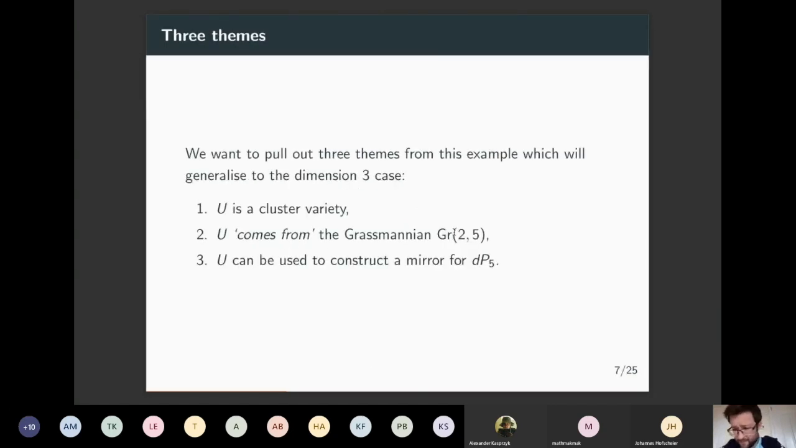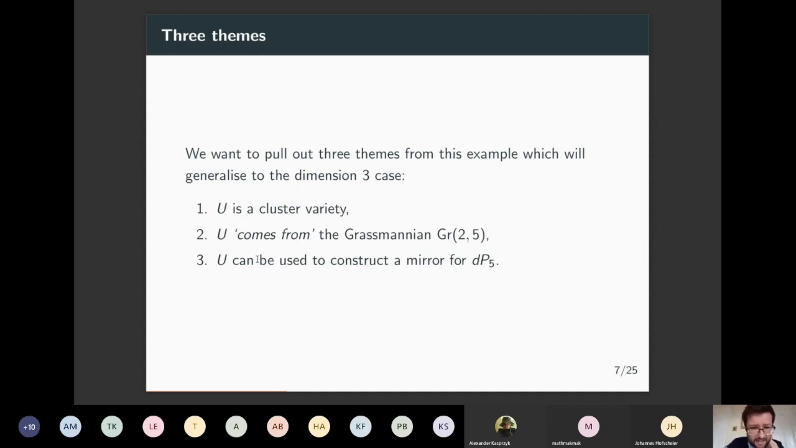Okay, so from this example, I just want to explain 3 things which we can generalize to the dimension 3 case in a nice way. So first of all, this surface U is a cluster variety, so I'll explain what that is in a minute. Secondly, U, in a sense, comes from the Grassmannian Gr(2,5). So this is the Grassmannian that parametrizes 2 planes in a 5-dimensional space. I'll also explain how it comes from this as well.